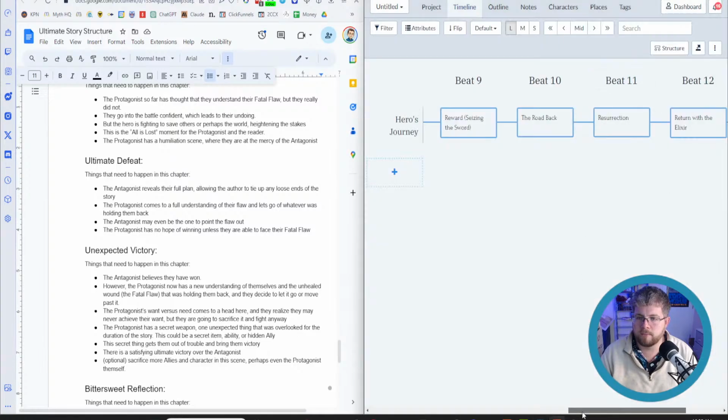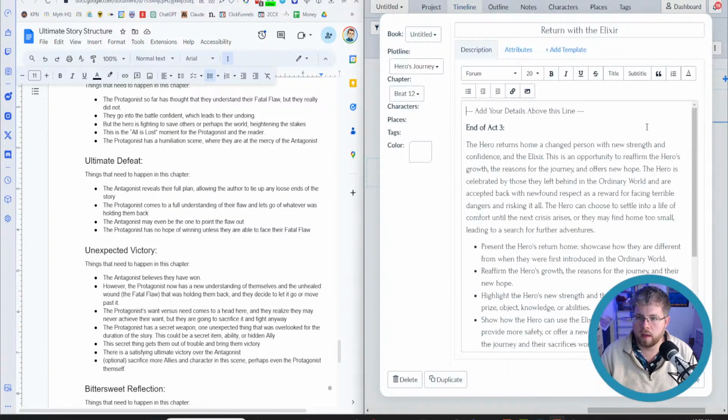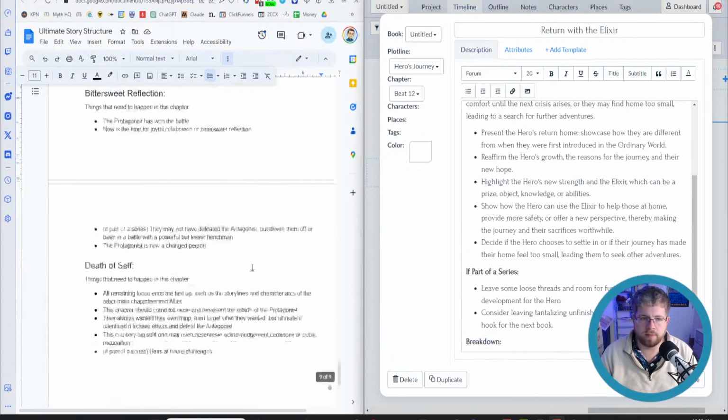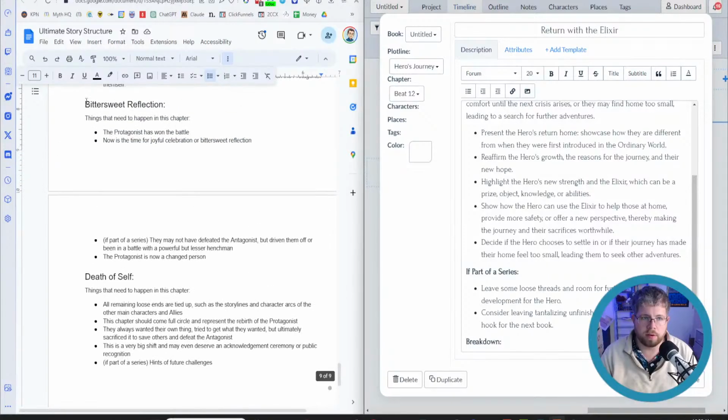All right. Return with the elixir. The hero returns home a changed person. This one I definitely have between bittersweet, sweet reflection, and death of self. We definitely have those here. All right.